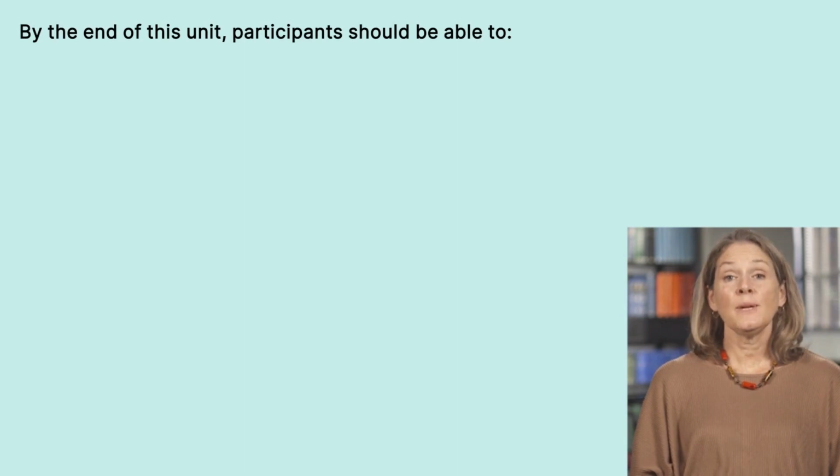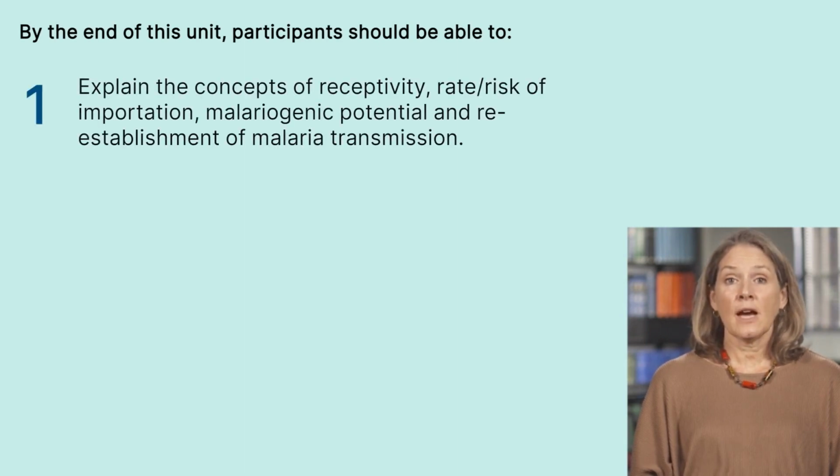This unit reviews the principles and strategies of preventing the reestablishment of transmission after elimination has been achieved. By the end of this session, you should be able to explain the concepts of receptivity, rate or risk of importation, malariogenic potential, and reestablishment of malaria transmission.